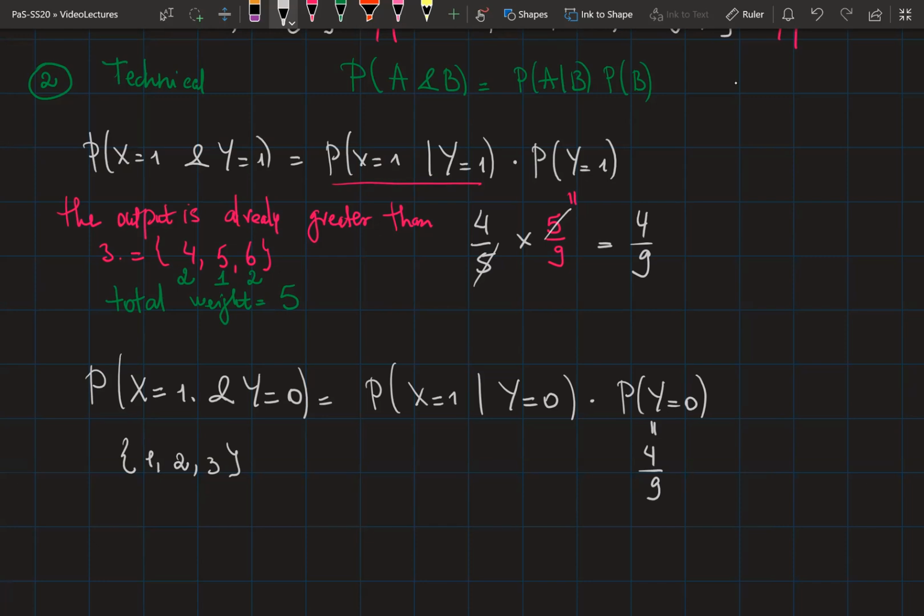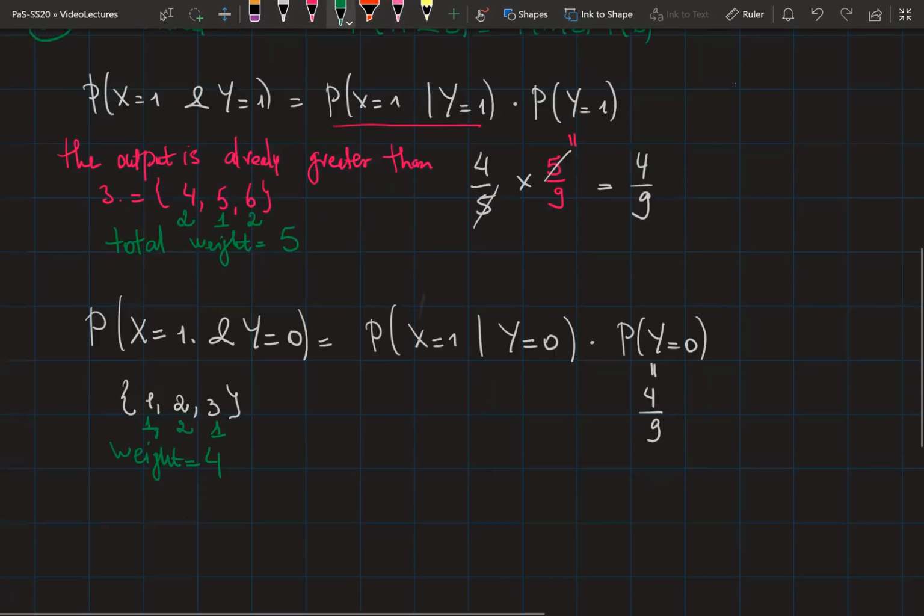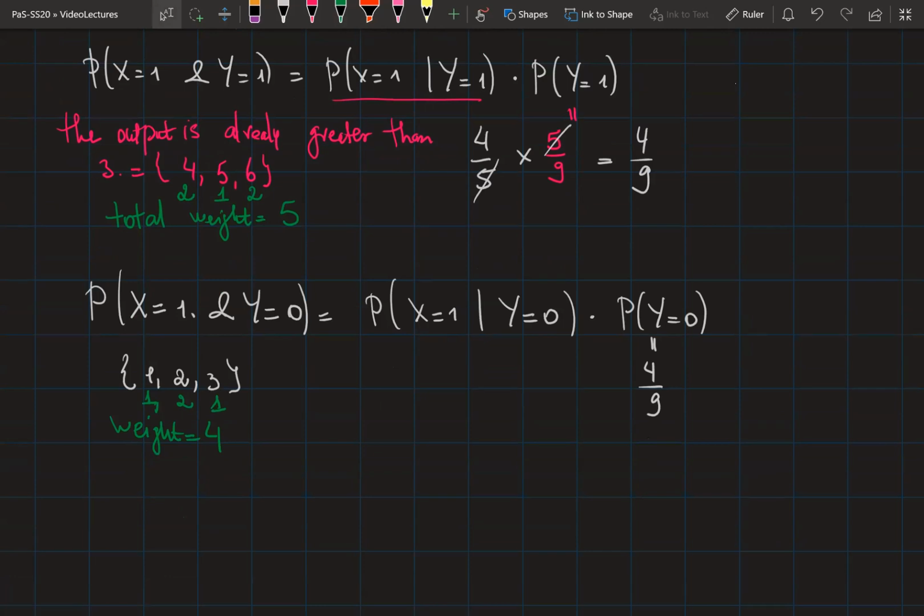Okay, so what is the total weight here? In this case, the total weight is equal to 4. So we give one of its weights to the 1, one of its weights to the 3, and two of its weights to the 2. So basically the probability of getting 1 now is not 1 over 9 anymore, because we have only 3 outputs. So in this case, the probability of getting 1 is 1 over 4, the probability of getting 2 is 2 over 4, and the probability of getting 3 is 1 over 4 again.